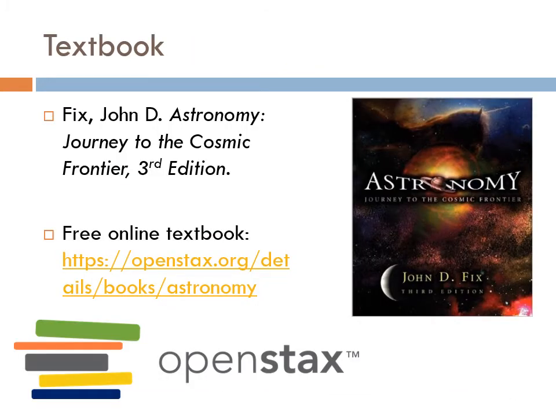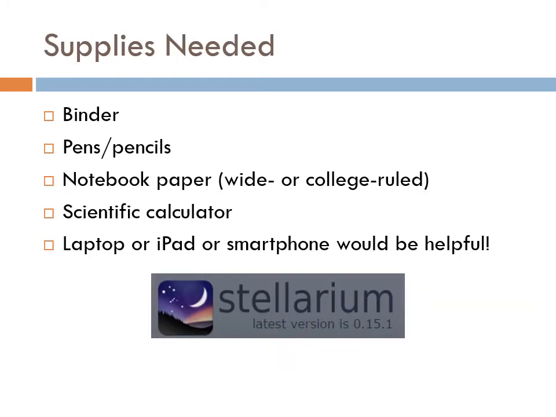Like most classes, we do have textbooks. You can use either the physical textbook that's pictured here, or the free online textbook through a website called OpenStax. Both are excellent. You may use either or both in this class. Kind of standard list of supplies needed, but notice a calculator is one of those. And if you have a smart device of some kind, like a laptop, iPad, or smartphone, that would be super helpful, because we do use a lot of animations and software programs that really bring the class to life.